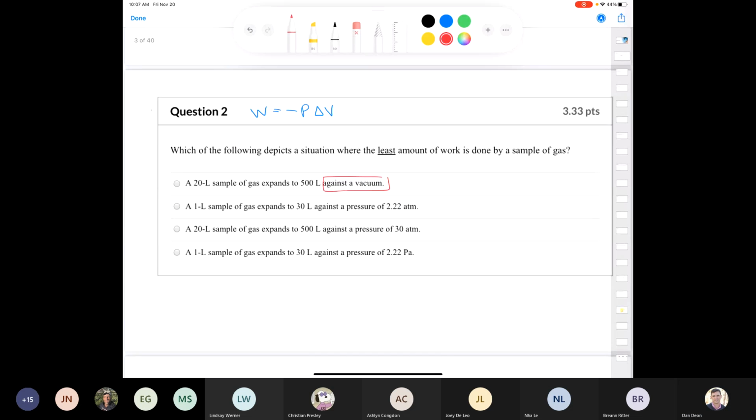what's the pressure? If I'm doing work against a vacuum, my external pressure is 0 atmospheres or kilopascals or whatever. So when I plug my numbers into my formula, I'm getting negative 0 atmospheres multiplied by my change in volume, which is 500 liters minus 20 liters. Remember that delta V is equal to V final minus V initial. Well, that's going to give me 0. No work is going to be done at all. So the correct answer must be the sample that's expanding against a vacuum.